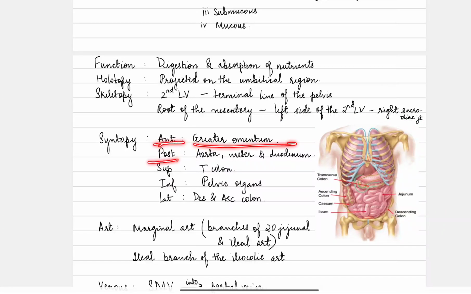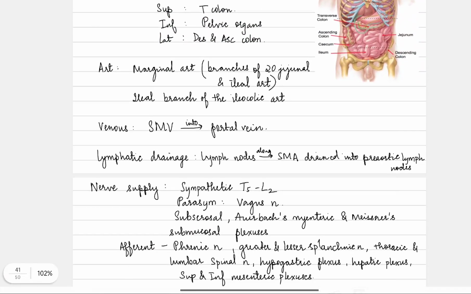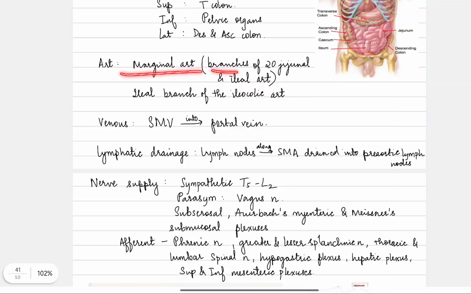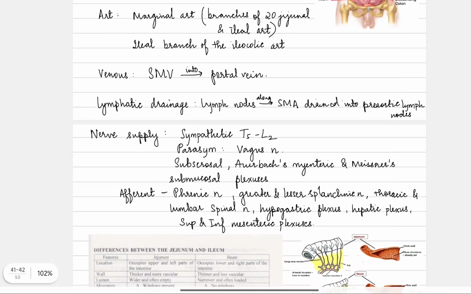Anteriorly there is the greater omentum. Posteriorly there are the aorta, ureter and duodenum. Superiorly there is the transverse colon. Inferiorly there are pelvic organs. Laterally there are the descending and ascending colon. Artery is the marginal artery, branches of 20 jejunal and ileal arteries, and the ileal branch of the ileocolic artery. Venous drainage is the superior mesenteric vein into the portal vein. Lymphatic drainage is lymph nodes along the superior mesenteric artery draining into pre-aortic lymph nodes.